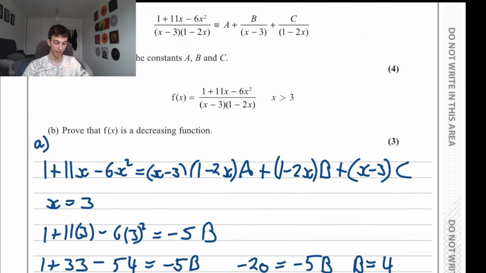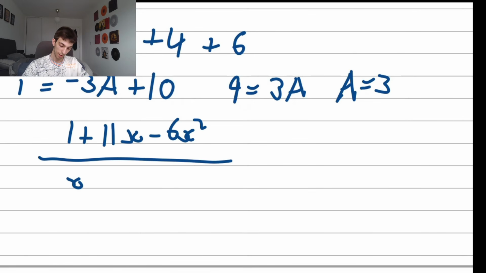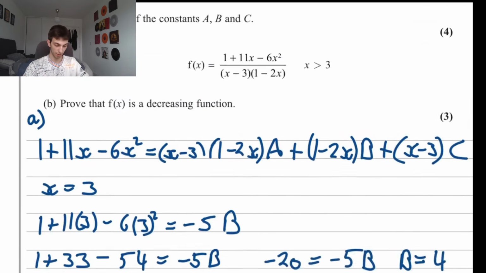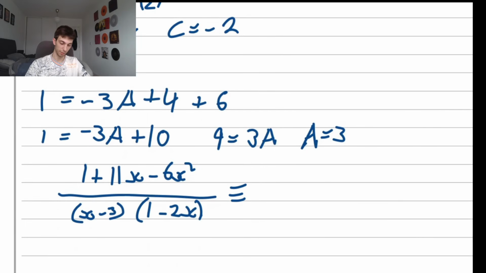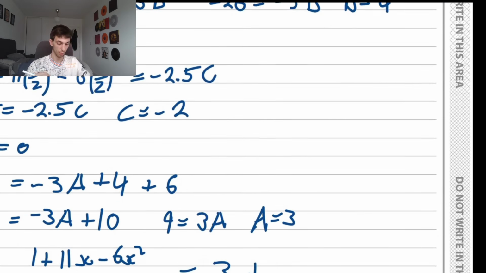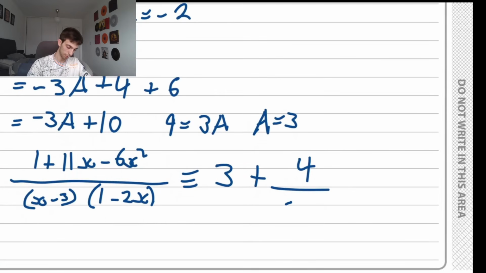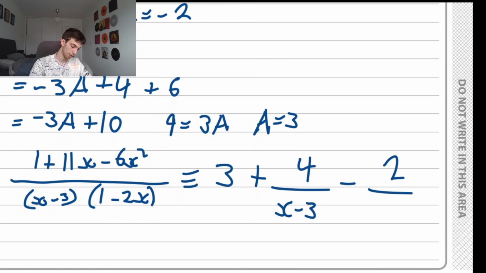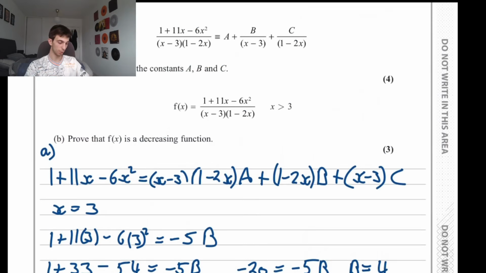Writing the full thing out, it's always good to write the full thing out: 1 plus 11x minus 6x squared over x minus 3 multiplied by 1 minus 2x. I believe those were the correct things. That will be equivalent to a, which is 3, plus b, which is 4, over x minus 3, and take away, because c is minus 2, 2 over 1 minus 2x. So that's exactly what we have for part A.